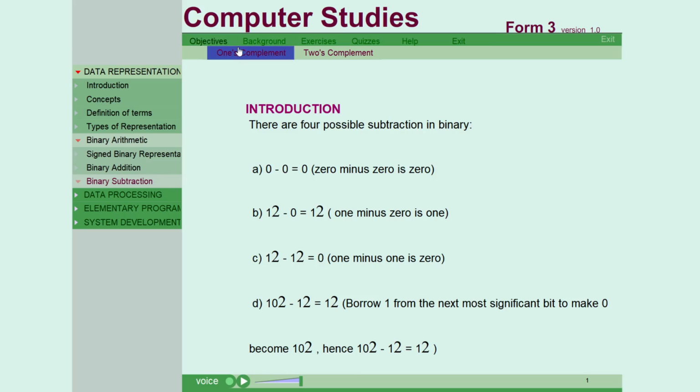There are 4 possible subtractions in binary. 0 minus 0 equals 0. 1 to the base of 2 minus 0 equals 1 to the base of 2. 1 to the base of 2 minus 1 to the base of 2 equals 0. 10 to the base of 2 minus 1 to the base of 2 equals 1 to the base of 2. This means you borrow 1 from the next most significant bit to make 0 become 10 to the base of 2. Hence, 10 to the base of 2 minus 1 to the base of 2 equals 1 to the base of 2.